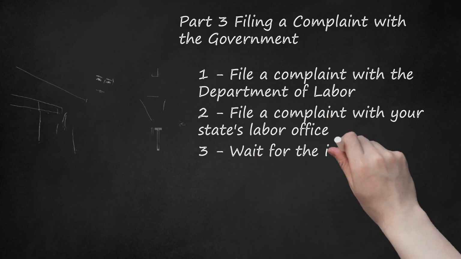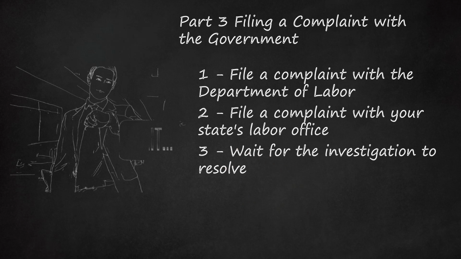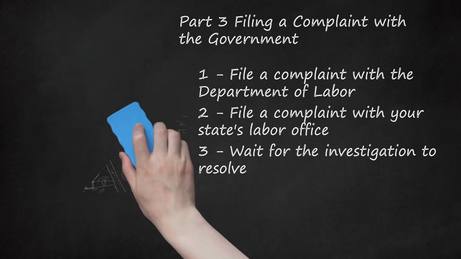3. Wait for the investigation to resolve. The state or federal agency will investigate your claim. Typically, the investigation begins when the agency mails a copy of the wage claim to the employer and requests a response. In some states, the investigator will make a preliminary decision about the claim. This decision will become final unless the losing party appeals within the appeals deadline. In Texas, for example, the party has 21 days to object.